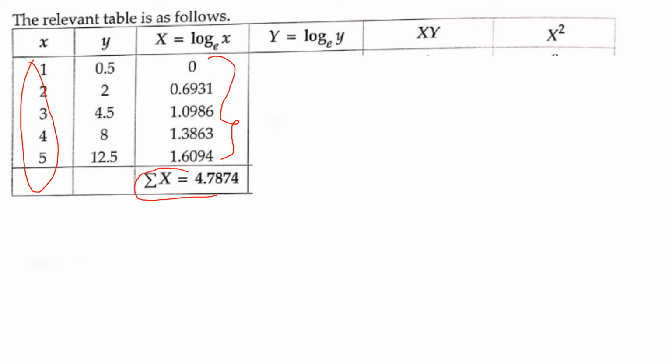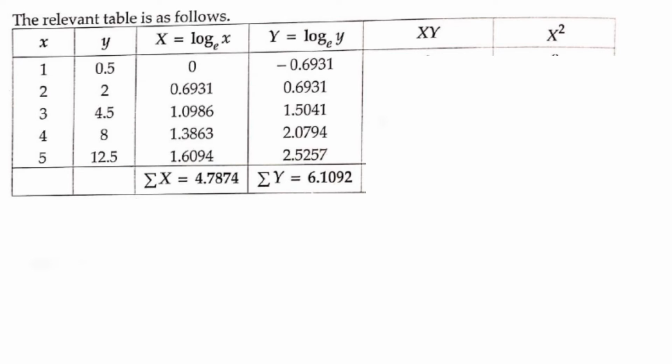As we want the summation of capital X in the normal equations, we have found it, and here we find ln of small y. Apply ln on all these values and create a column that will give the values of the new variable, that is capital Y. And as we want summation of capital Y in the normal equations, we find the summation. Also we require summation of capital X into capital Y. So let us multiply the capital X values and capital Y values to get a new column for capital X into capital Y.